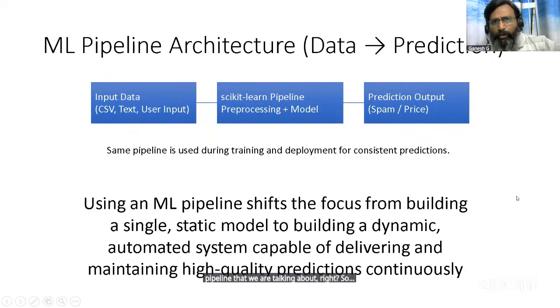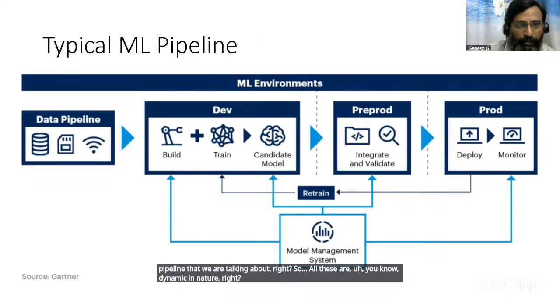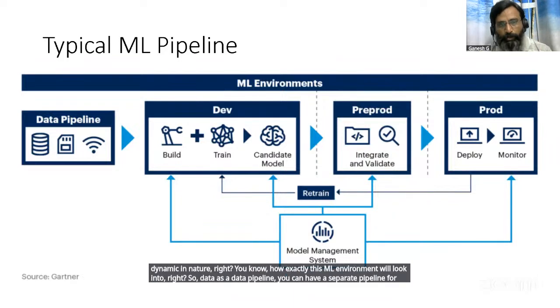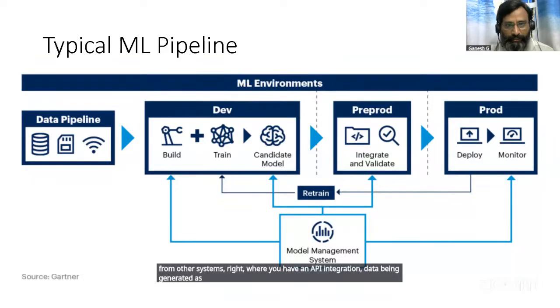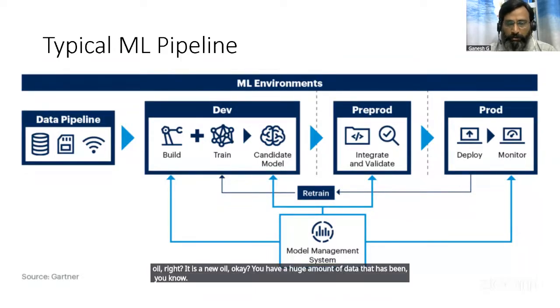So all these are dynamic in nature. How exactly will this ML environment look? You can have a separate data pipeline for the data itself, because you are getting the data from various sources: data coming over wired networks, wireless networks, and from other systems through API integration. Nowadays data is an oil, it is the new oil. You have a huge amount of data being generated every second.